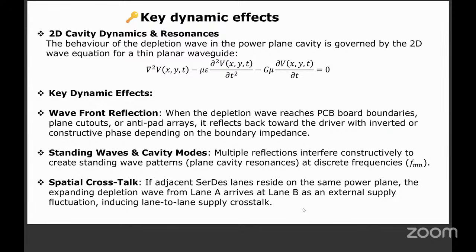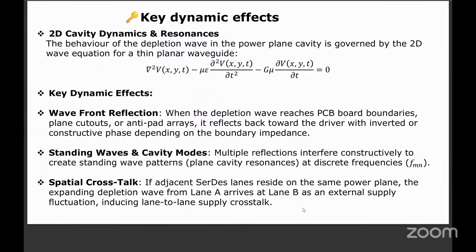2D cavity dynamics and resonances. The behavior of a depletion wave in a power plane cavity is governed by a 2D wave equation for a thin planar waveguide. I have given the equation. Let's give some time for people to look at it and understand what it means. In the meanwhile, I will read the next 3 paragraphs.